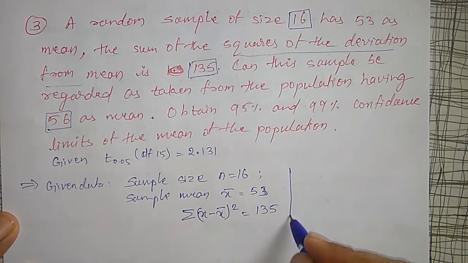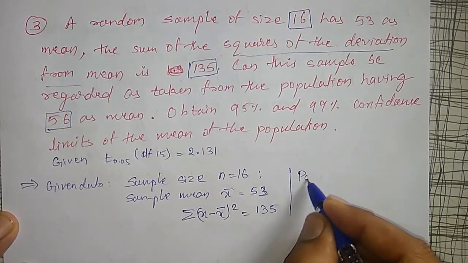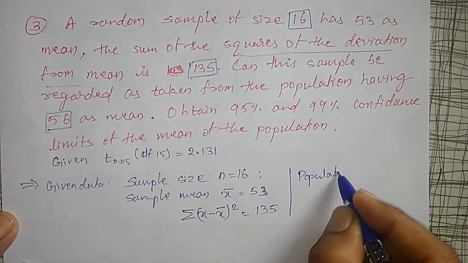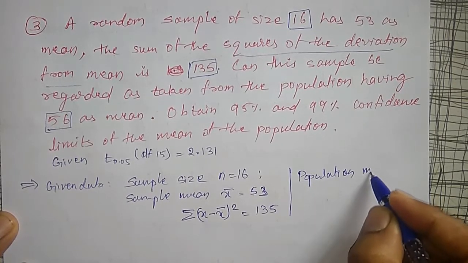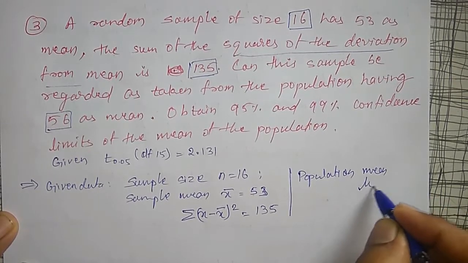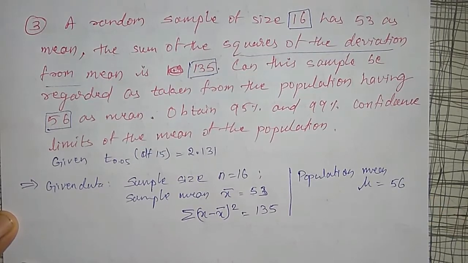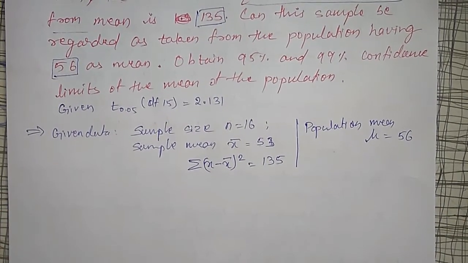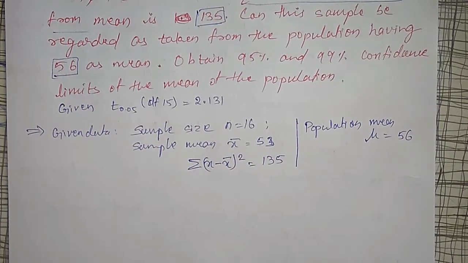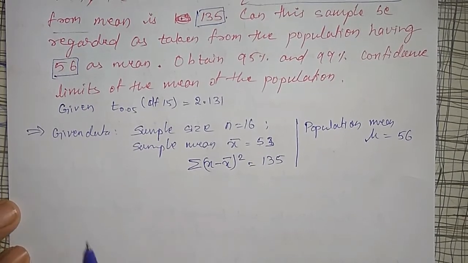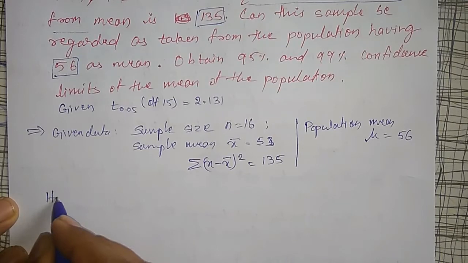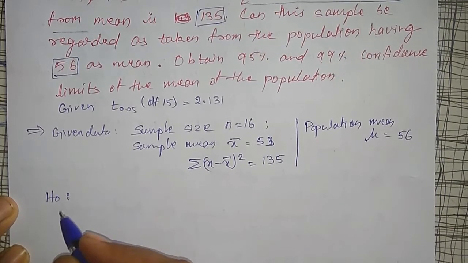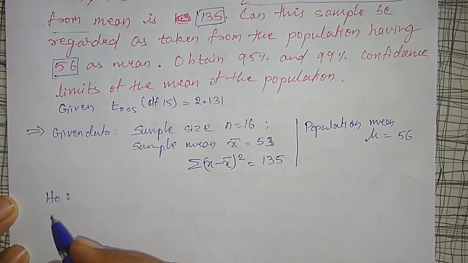As well as population mean mu is equal to 56, they have given. Using them, I have to check whether the sample is drawn from the population or not. Null hypothesis first, H naught: there is no significant difference between the samples.